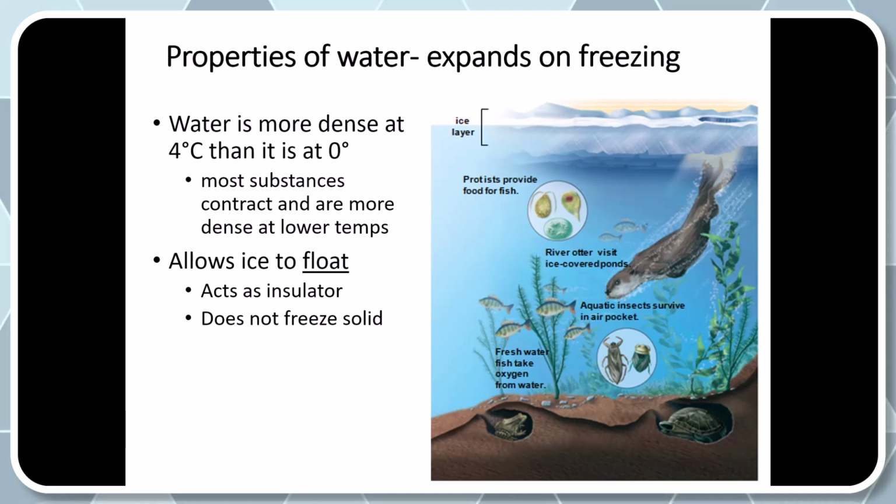Large bodies of water can have this ice surface layer where organisms can live above it and under it, and that ice insulates the water below, so the water, if it's a large enough body of water, doesn't freeze solid.